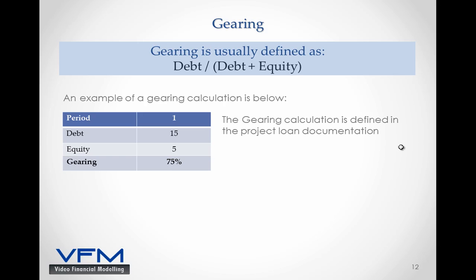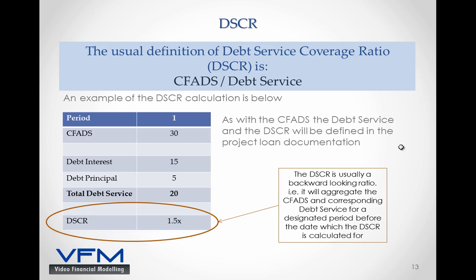Okay? So that's gearing. Let's look at debt service coverage ratio. The usual definition of a debt service coverage ratio is CFADS, cash flow available for debt service that we looked at before, divided by your debt service. So an example of the debt service coverage ratio calculation is below.